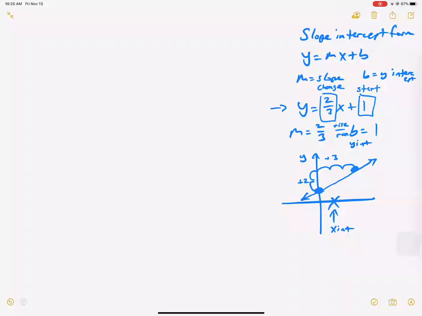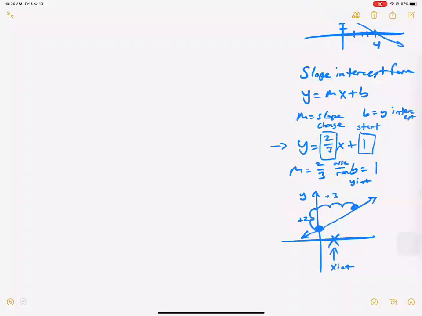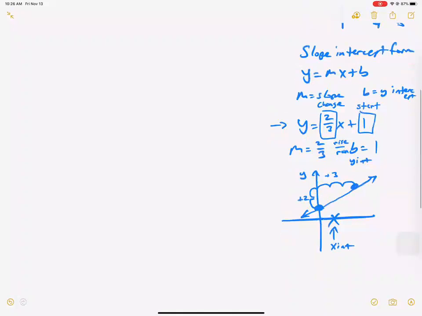Which is great. And we worked before, we said if something isn't in slope-intercept form, we want to try to solve for y. We're going to change it. And we were able to change problems that were not in slope-intercept form. Let's do it one more time. Sorry, I'm running out of space here.